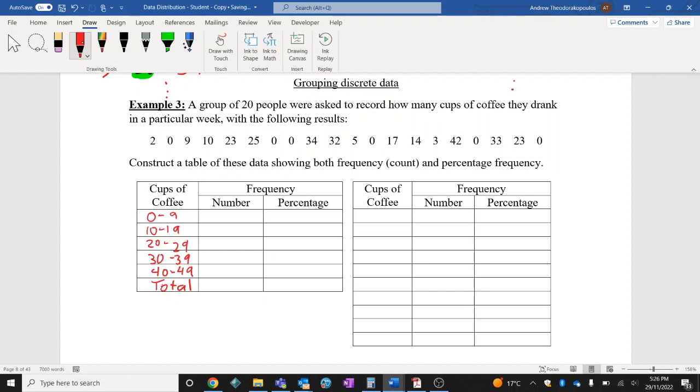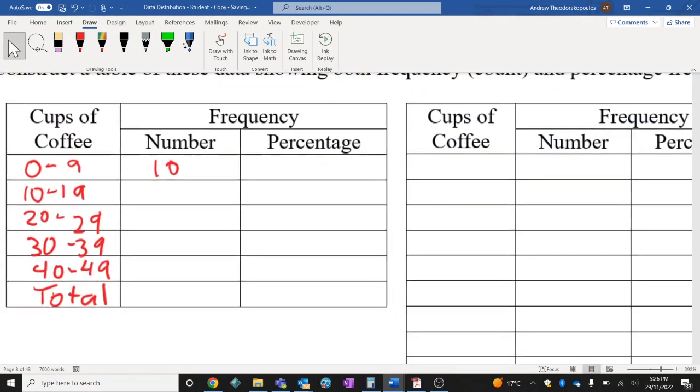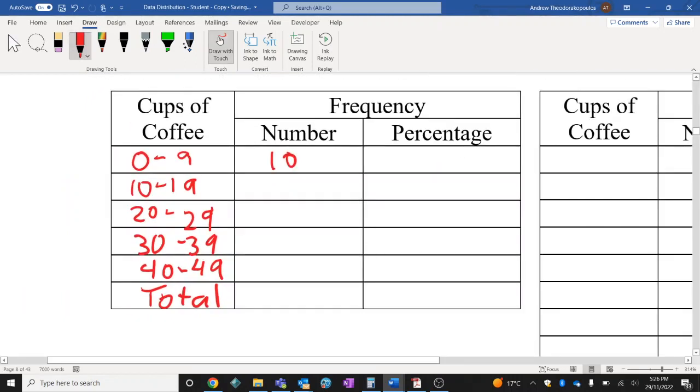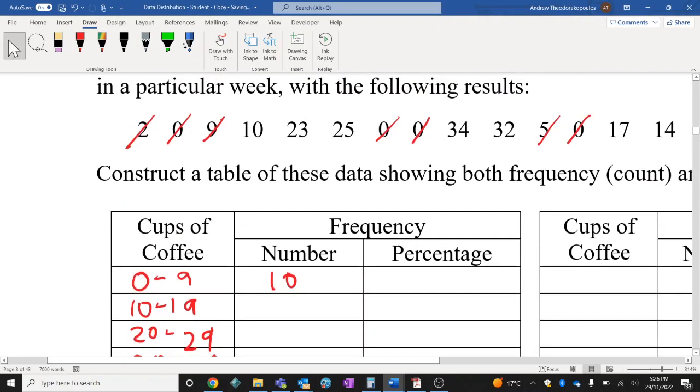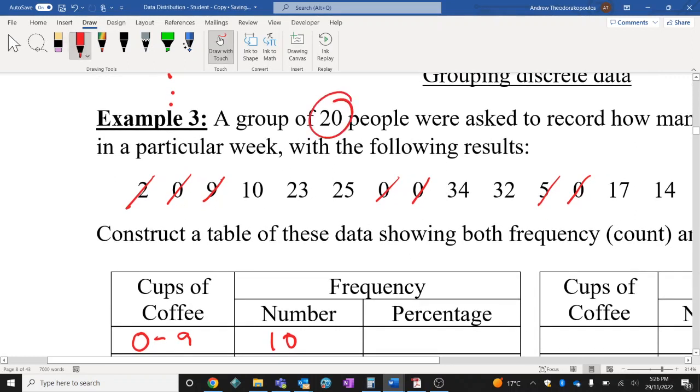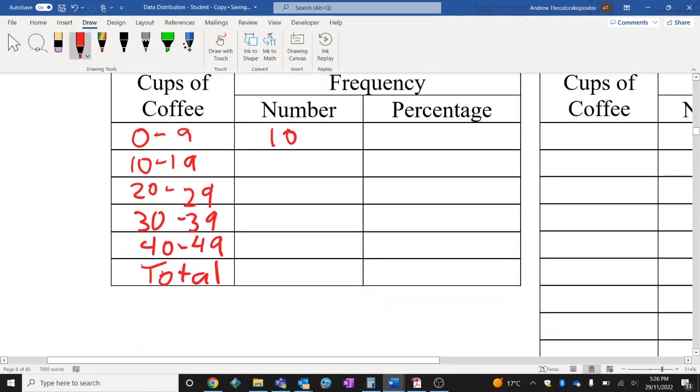How many belong to the 0 to 9 group? Let's see. 1, 2, 3, 4, 5, 6, 7, 8, 9, 10. There's 10 that belong here. And to do the percentage, well, first of all, how many students do we have altogether? It says 20. Okay, I'll double check and count all these, but there is 20 there. So 20 should be at the bottom here. 10 out of 20 times 100 gives you 50%.